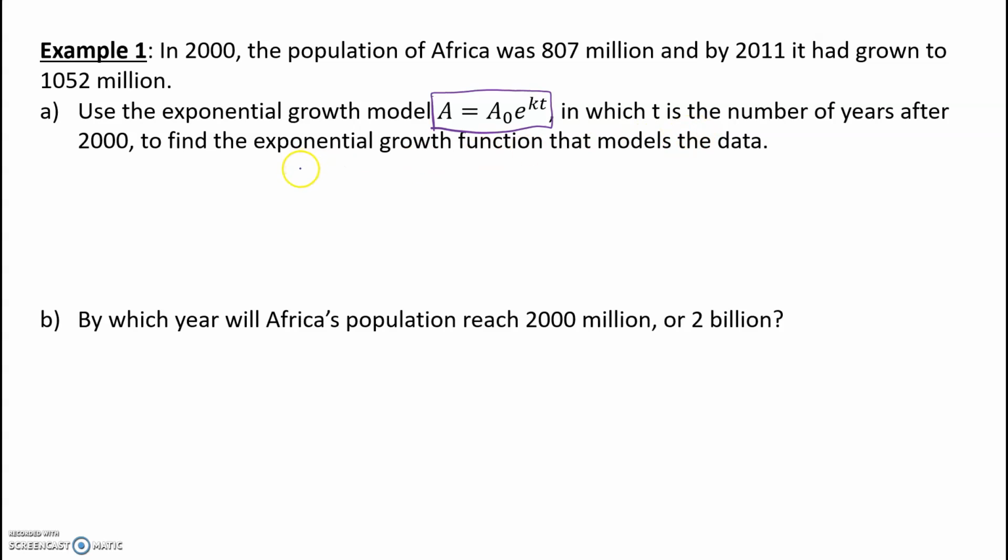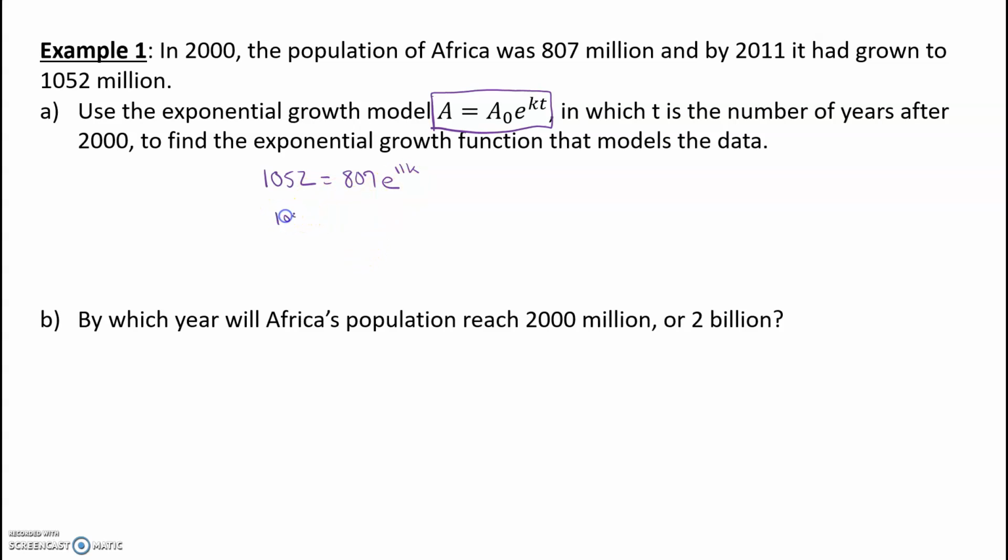So this is telling us to write the function that models this data. All right, so we want our population grew to 1,052. Our initial population was 807 million. So we're in terms of millions right now. E to the K, we don't know what K is, but we do know time. So time was from 2000 to 2011. That's 11 years. So we have 11 times whatever K is. So we have to find that K. We have to find that growth rate or decay rate. So we're going to solve this for K.